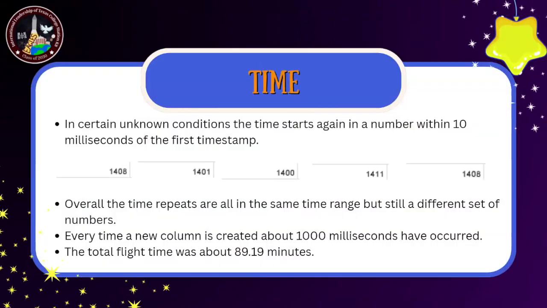Hello, I'm Kate Robichaux, and I'll be going over time and acceleration. In certain unknown conditions, the time started again within 10 milliseconds of the first time stamp. Here's a diagram of that. Overall, the time repeats are all in the same range, but still different sets of numbers. Every time a new column was created, about 1,000 milliseconds occurred, and our total flight time was about 89 minutes.